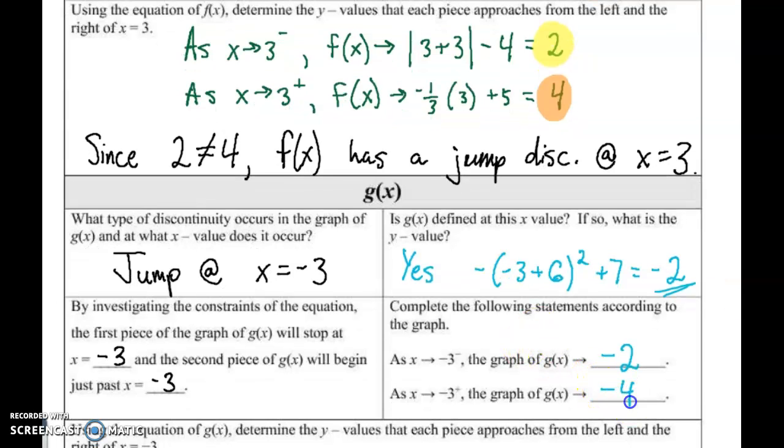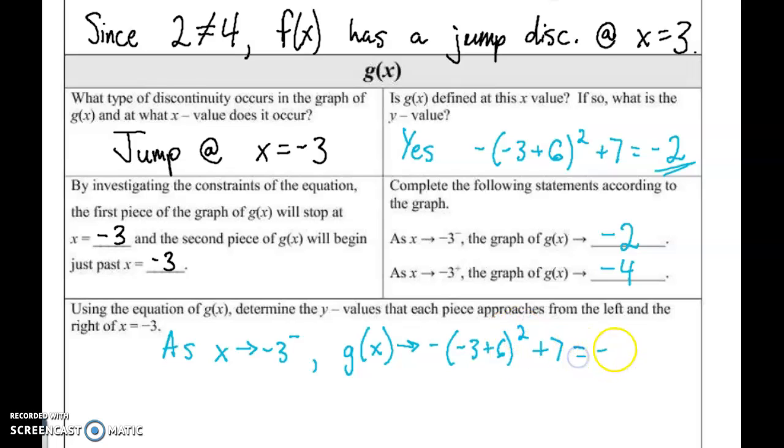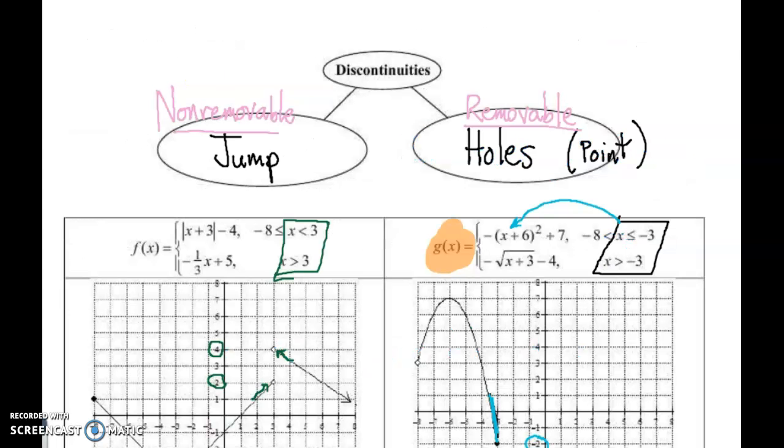by doing the next part, which is using the equations. Now, as x approaches -3 on the left side, that's actually the same work that we did up here. g of x is going to go closer and closer to the negative of -3 plus 6 squared plus 7, which equals -2.